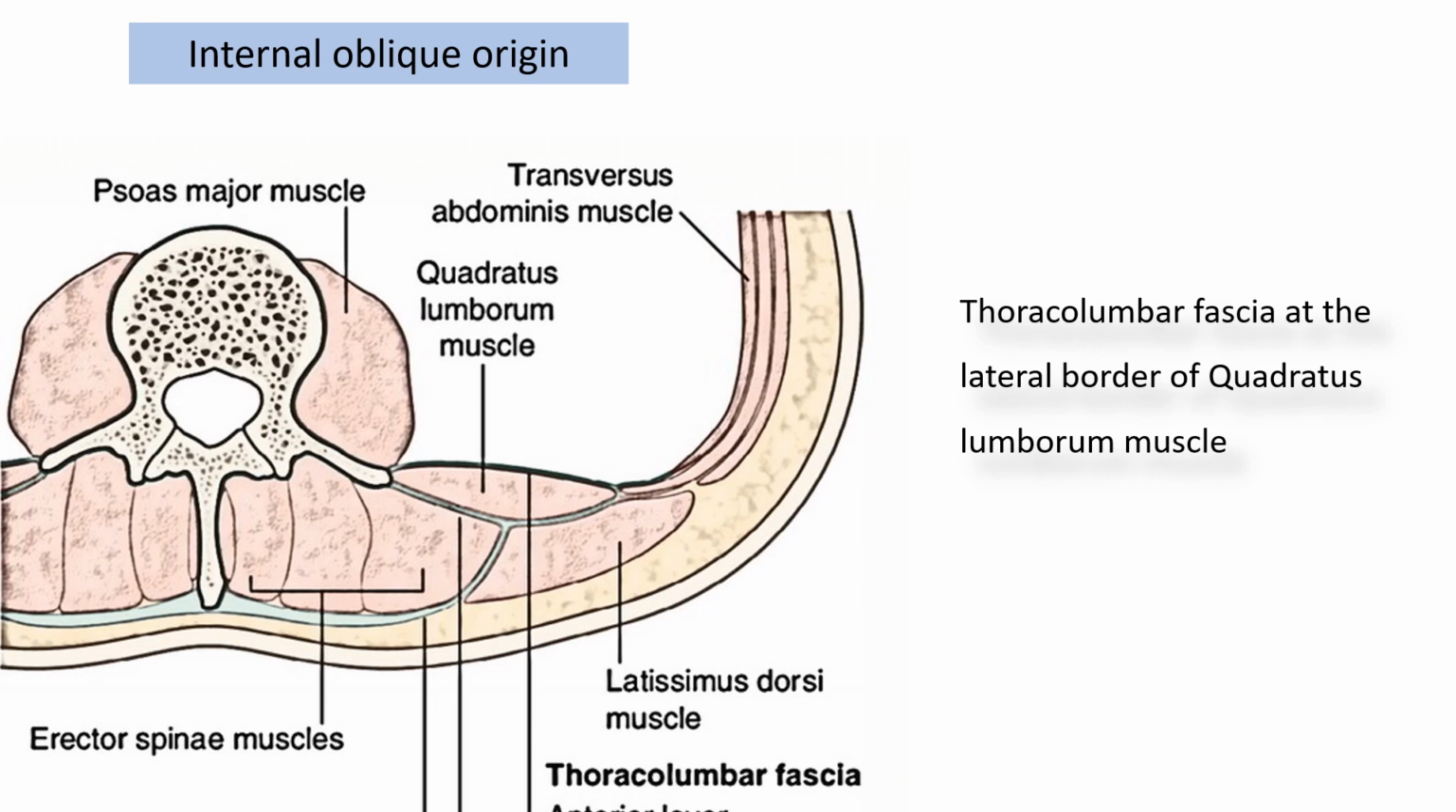Now what is this thoracolumbar fascia? I have colored that region green. That is representing the thoracolumbar fascia that is covering the quadratus lumborum muscle. So that is the thoracolumbar fascia. Look at the continuity. Some fibers take origin from this thoracolumbar fascia.